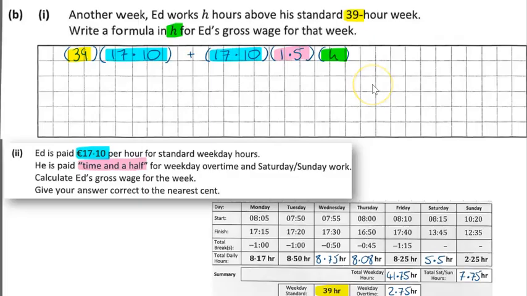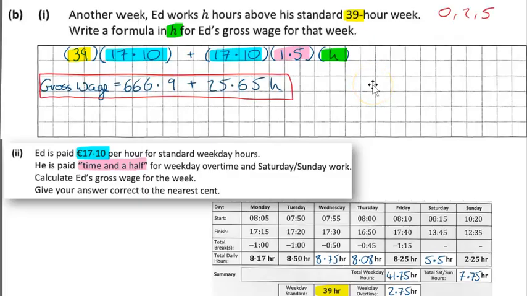Now we have to just simplify our formula. So 39 times 17.10 is 666.9. And then 17.10 multiplied by 1.5 multiplied by H is 25.65H. So a formula for the gross wage is 666.9 plus 25.65H. So this is our formula for the gross wage. And this is a 5-mark question.